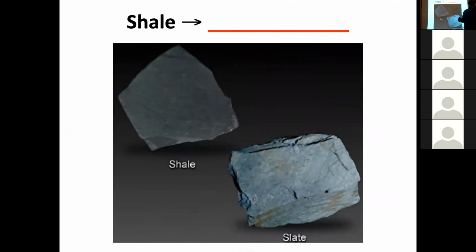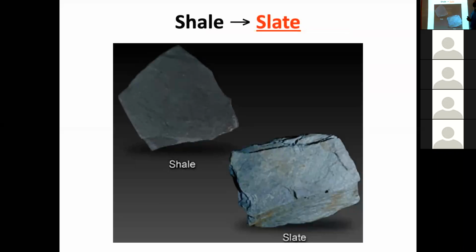A couple of examples of that. Shale is a sedimentary rock. That's the parent rock. Slate. So that's the parent rock to slate.